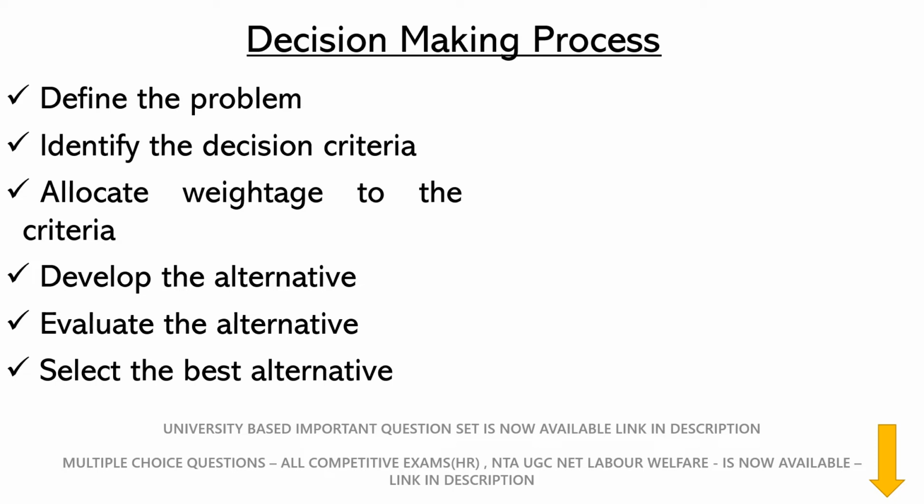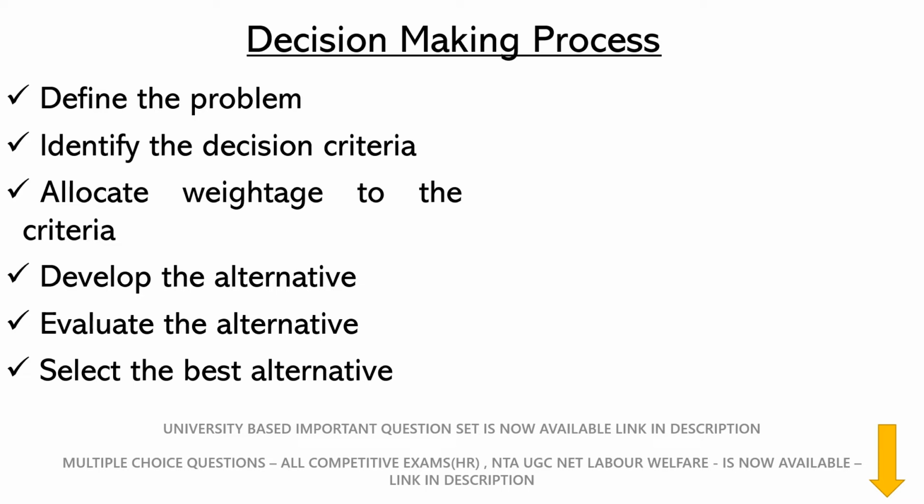Now you know what the problems are, you have identified the decision making criteria, and you have allocated weightage to the criteria. Now you have to develop the alternatives. Suppose in your problem you found that whatever phones you are buying, the charging capacity is not good. One of your most important priorities is not budget, it is the mobile phone which has good battery capacity.